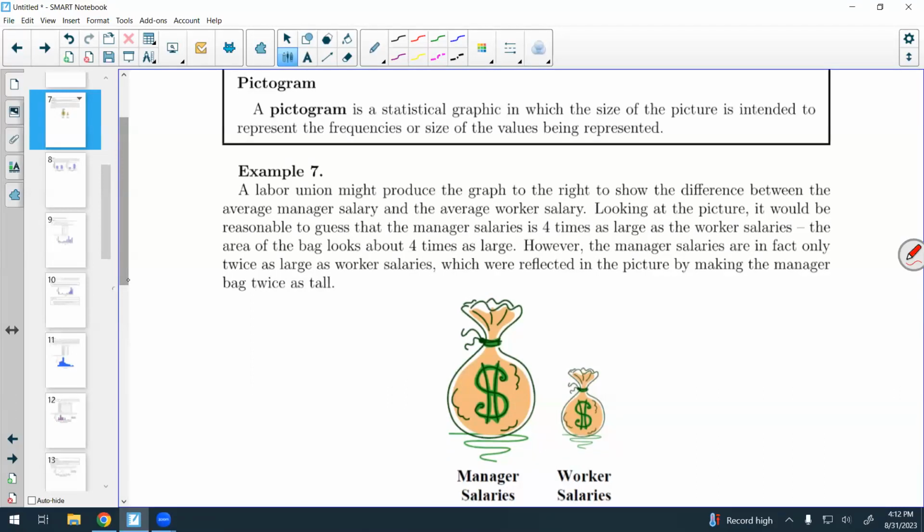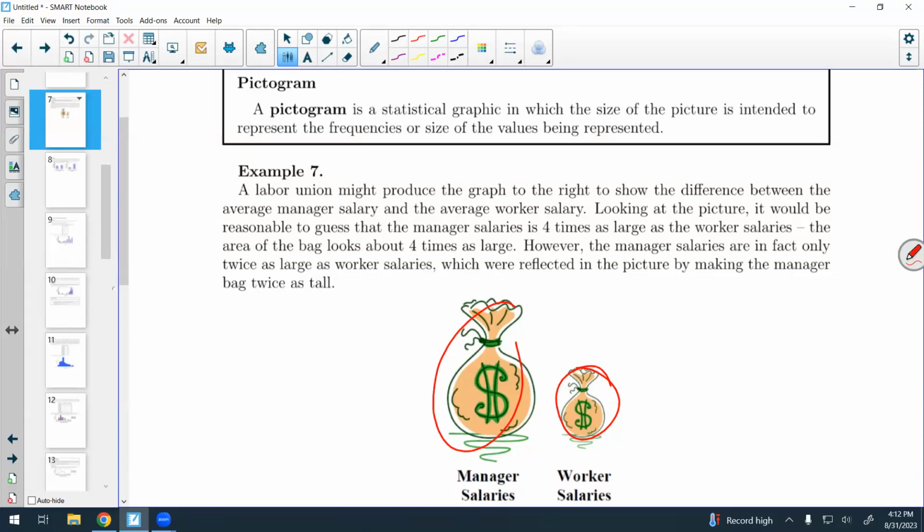So without reading any further, what do you think the comparison is? About 4 times as much? This volume looks about 4 times this volume, right? Or area. Well, that's the thing. First thing to note is the labor union did this. So the labor union, they represent the workers. They want you to think the managers make a whole lot more than the workers. So it looks 4 times as large.